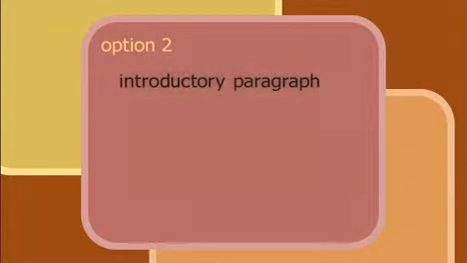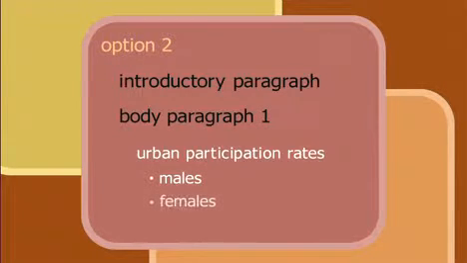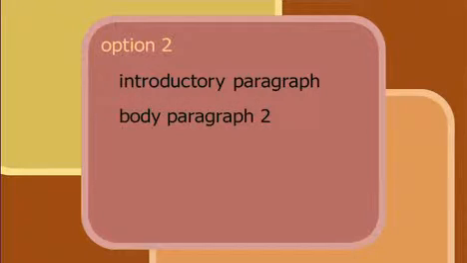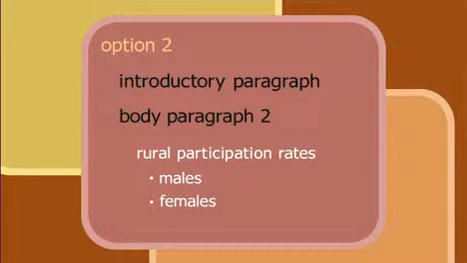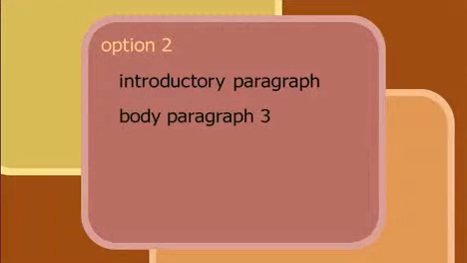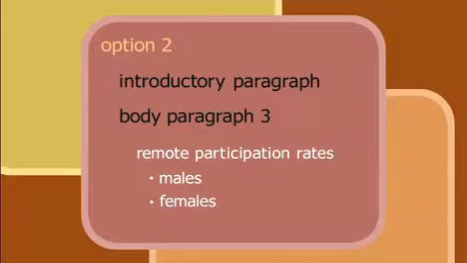Or you could try option 2 and divide the essay up into 3 body paragraphs, 1 for each of the locations. The essay would be structured like this, with an introductory paragraph, as always, then 3 body paragraphs. Body paragraph 1 would discuss urban participation rates for males and females. Body paragraph 2 would discuss rural participation rates for males and females. And body paragraph 3 would be used to discuss remote participation rates for males and females.